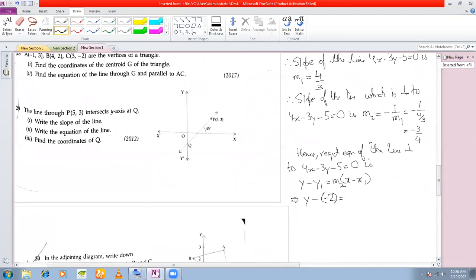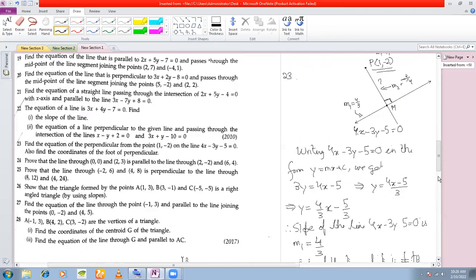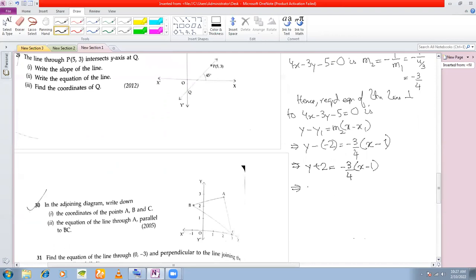This is m2, sorry. Okay, so m2 here is minus 3 by 4 into x minus x1, here x1 is 1. Yes, this is the required equation of the perpendicular. So you get y plus 2 is equal to minus 3 by 4 times x minus 1. Now you simplify this, cross multiply, you get 4 times y plus 2 is equal to minus 3 times x minus 1.